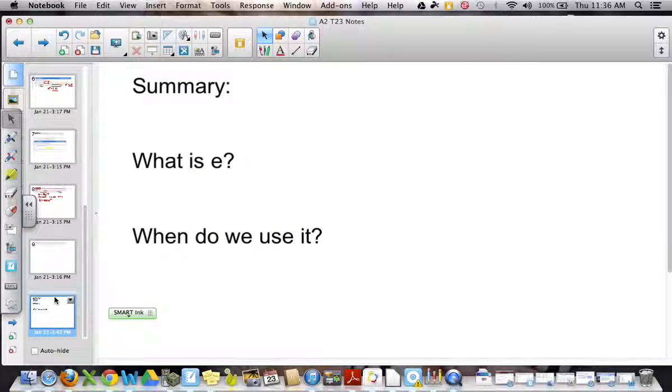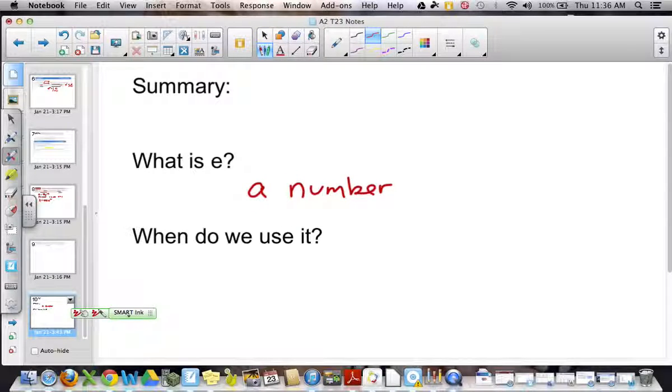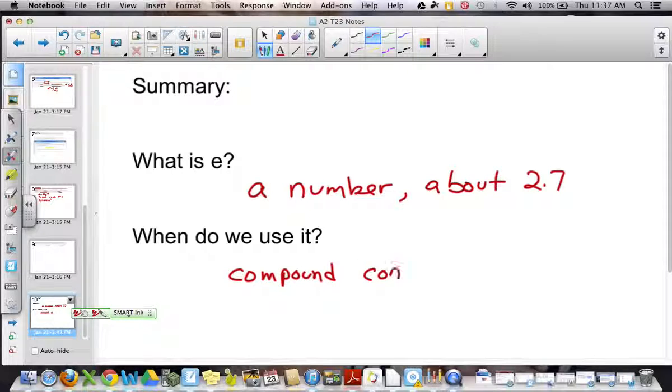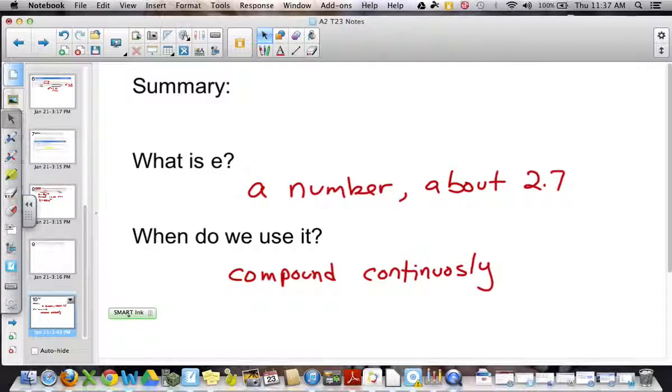All right, so to summarize quickly, what is e? e is a number, about 2.7. And when do we use it? When we compound continuously. I think that's spelled wrong, but you get the idea. Continuously. All right, so that is what e is and how we use it.